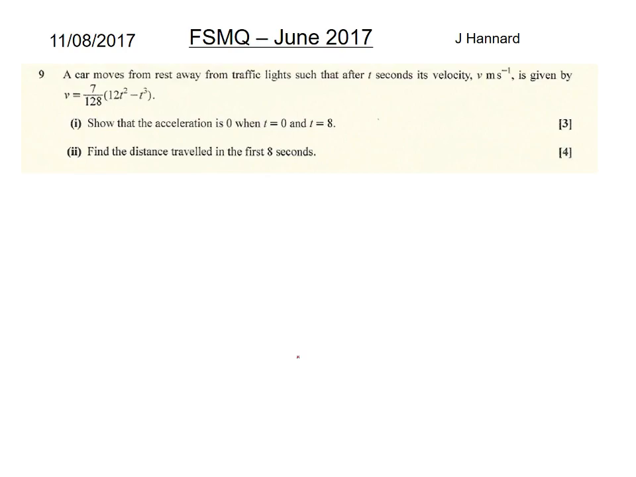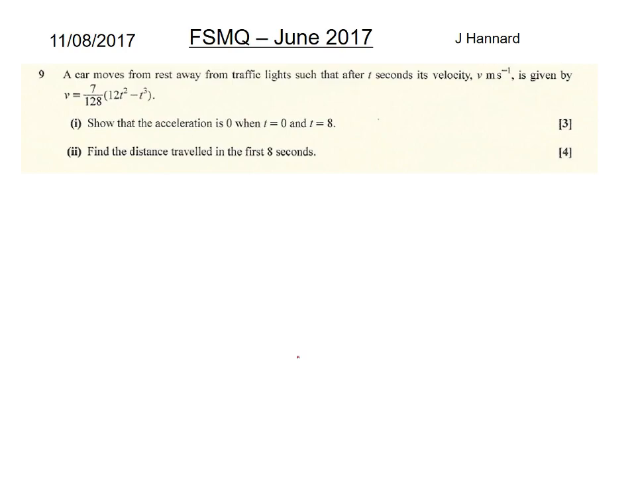Question 9: a car moves from rest from the traffic light such that after t seconds its velocity v in meters per second is given by v equals that horrible equation. Show that the acceleration is 0 when t equals 0 and t equals 8.